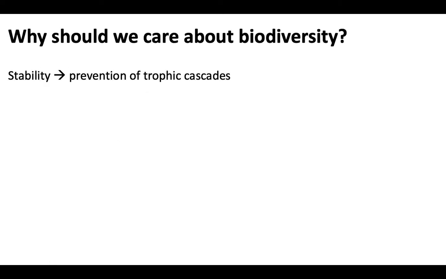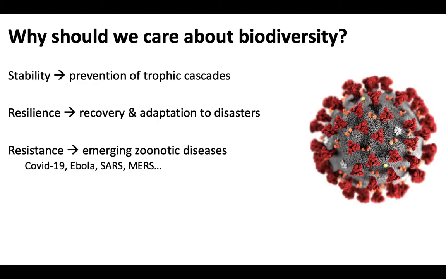Why should we care, though? Who cares if we lose biodiversity? Well, like I said earlier, biodiversity is going to provide stability for ecosystems to prevent things like trophic cascades. It's also going to make them more capable of evolving, adapting, and recovering from disasters and other natural selection pressures. Additionally, biodiversity is going to increase resistance to emerging zoonotic diseases. A zoonotic disease is one that jumps from a wild animal to a human.